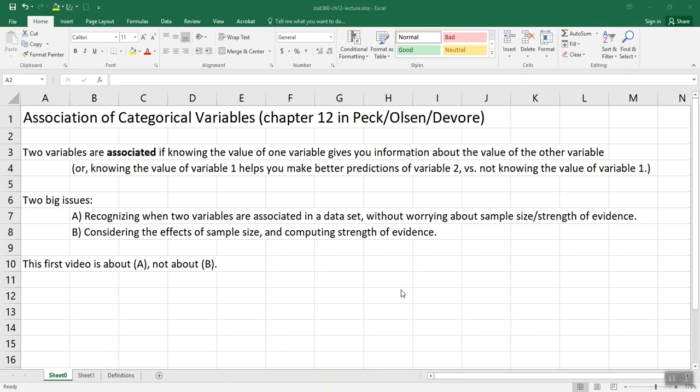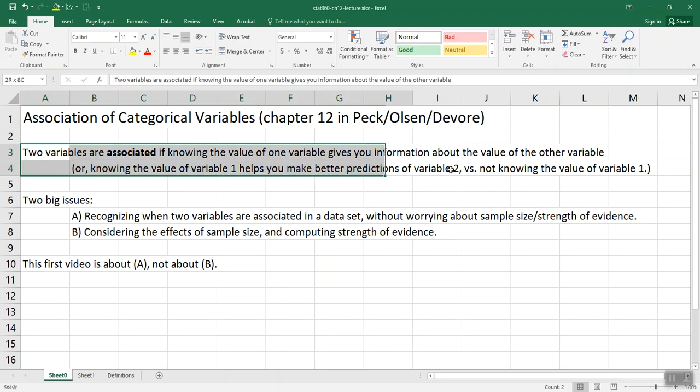Hi everyone, this is the first video in a series of videos about association of categorical variables. We've already done association of quantitative or numerical variables, that was regression or line fitting, but now we're talking about categorical variables, which are variables that don't have numbers associated with them.